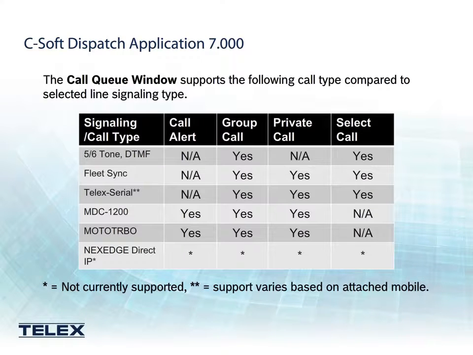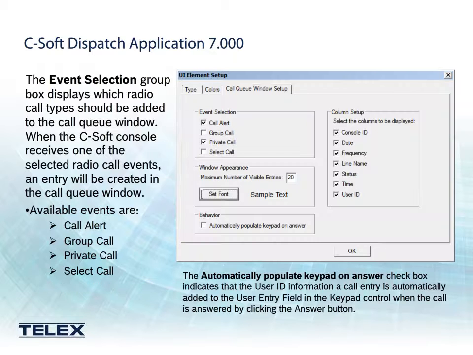The call queue window supports the following call types compared to the selected line's signaling type. As you can see, the call type supported by each signaling type varies and is limited by the attached radio's capabilities. The call queue window can be configured using the Call Queue Window Setup tab. The Event Selection Group box displays which radio call types should be added to the call queue window.